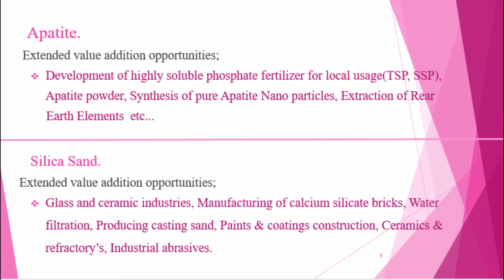Apatite. Apatite also can play a major role, especially in the agriculture industry, because if you are going to produce triple superphosphate or single superphosphate, then we have to use apatite, which has a low solubility property. However, we have to do some validation process. We have to produce TSP and SSP. They have significant water-soluble property, so we can use this fertilizer in our crops and agriculture.